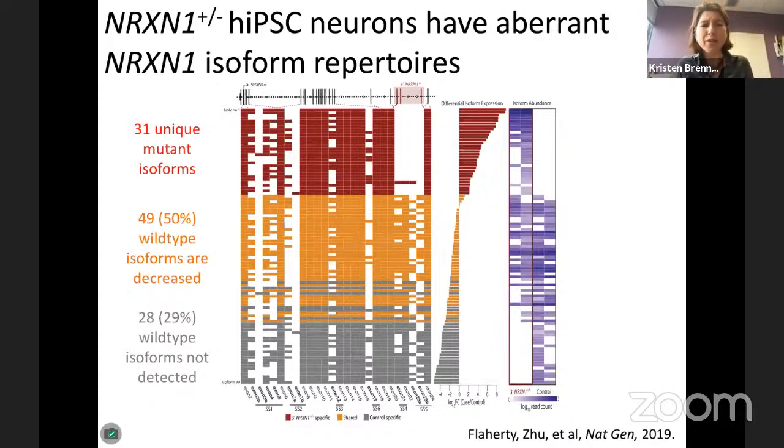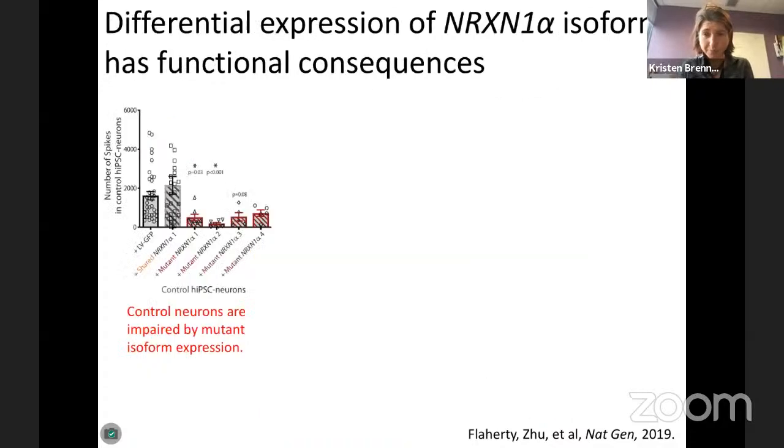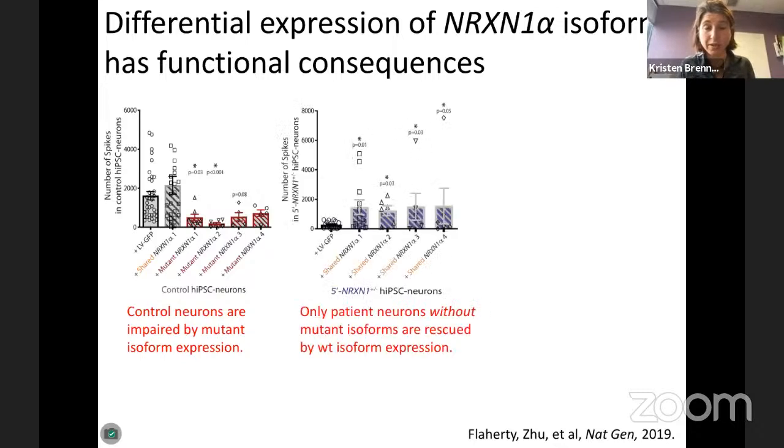unexpected thing here: 31 unique mutant Neurexin 1 isoforms detected in the patient neurons, never detected in control neurons, and never detected in the human postmortem brain. So we cloned these mutant isoforms to understand if they had a functional impact and to see if they were translated. It turns out that overexpression of mutant isoforms in control neurons is sufficient to significantly reduce expression of control neurons.